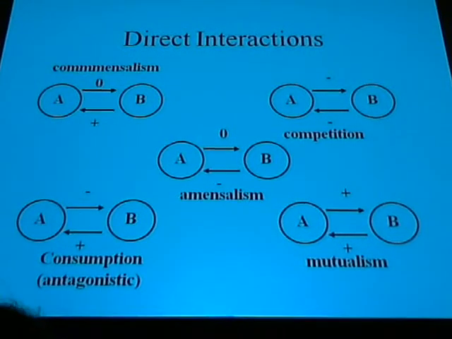In competition, both A and B are exerting negative fitness influence on each other. In amensalism, A is not having any fitness consequence on B, but B is having a negative fitness consequence on A. In consumption or antagonistic interactions, B has a positive fitness consequence on A, and A has a negative fitness consequence on B. In mutualism, A has a positive fitness consequence on B, and B has a positive fitness consequence on A. So that's how we graphically depict these interspecific relationship categories. Okay? I like this way of putting it better than a matrix table, that you actually get the sense of what one is doing with the other.